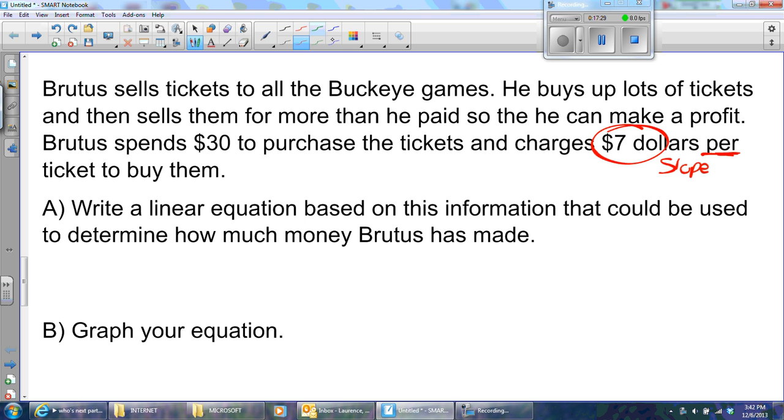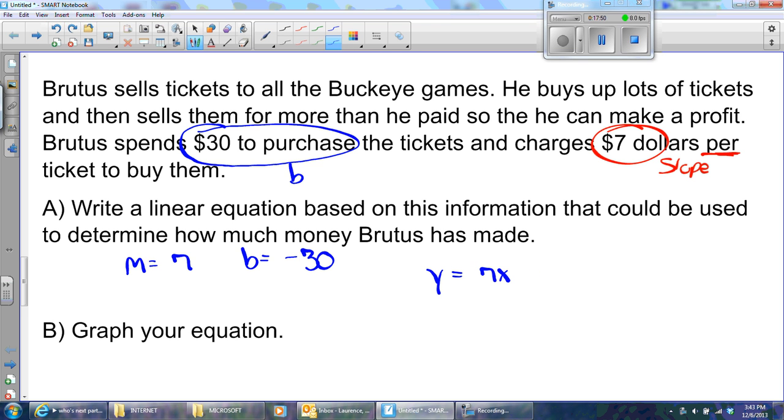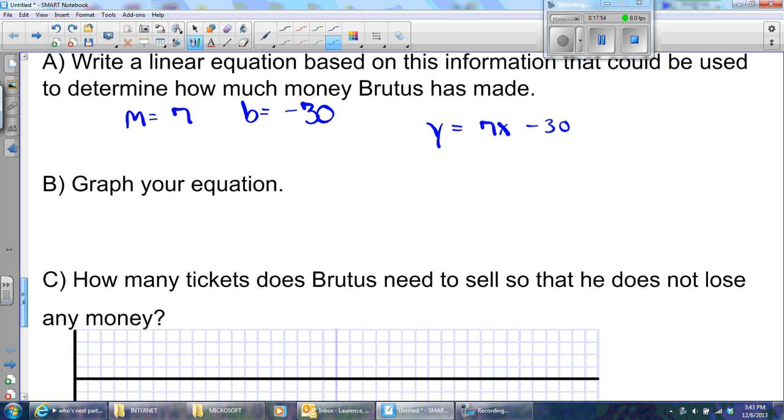This $30 is what he had to spend up front. He spent $30. This is B. So M is going to equal 7. B is going to equal -30. So my equation will be y equals 7x minus 30. There you go. Now I can go ahead and graph.